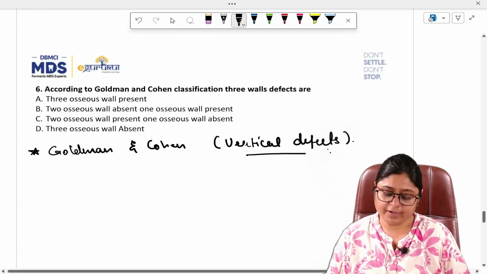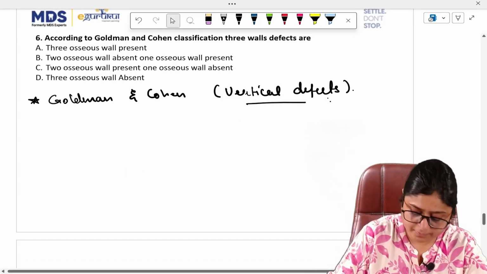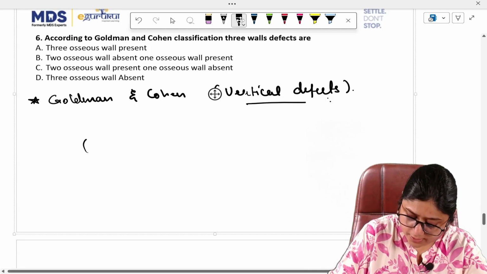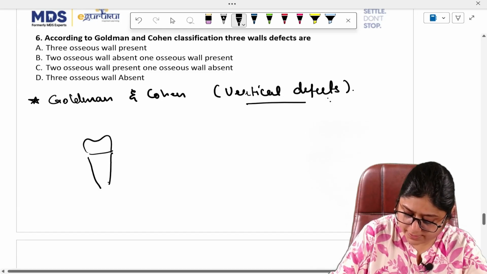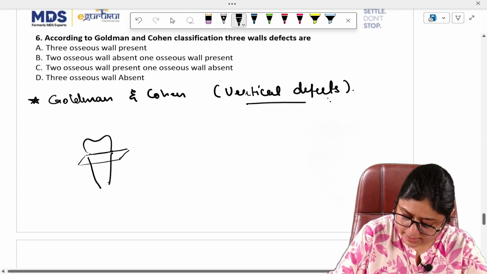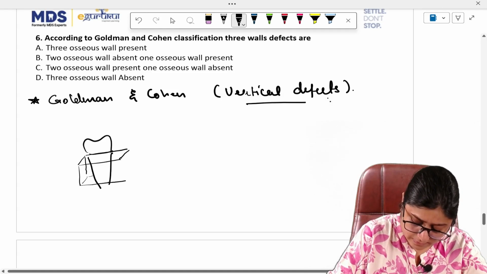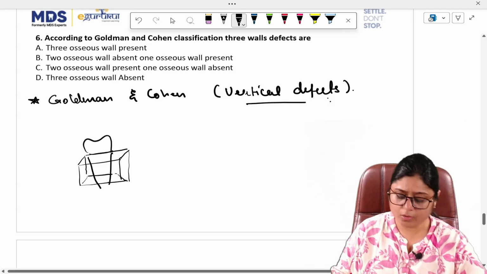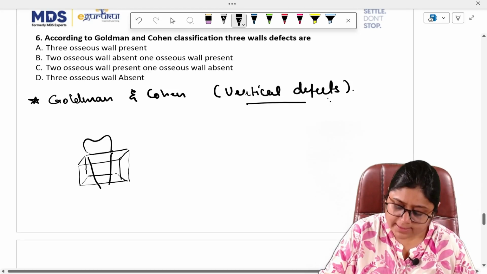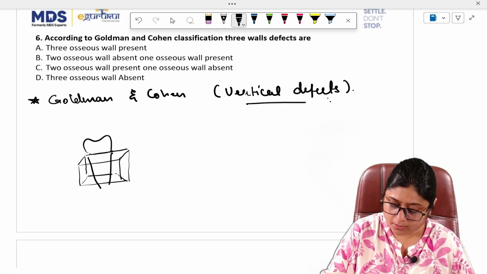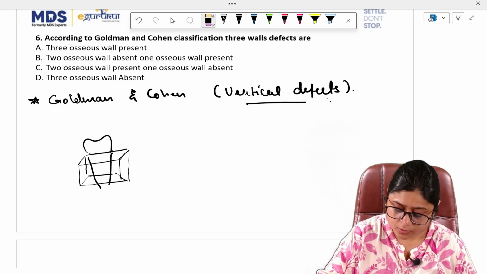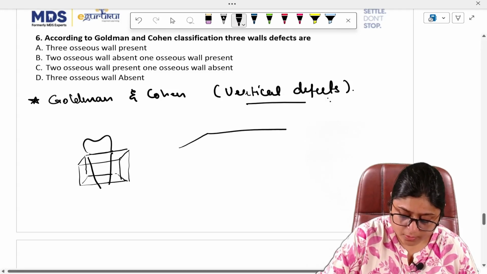Okay. And he classified that, suppose here is the tooth. We consider that a tooth is present and the tooth is kept in a box. And only one side we are taking. This side is open, the sides, the walls. So this is how the box will look.